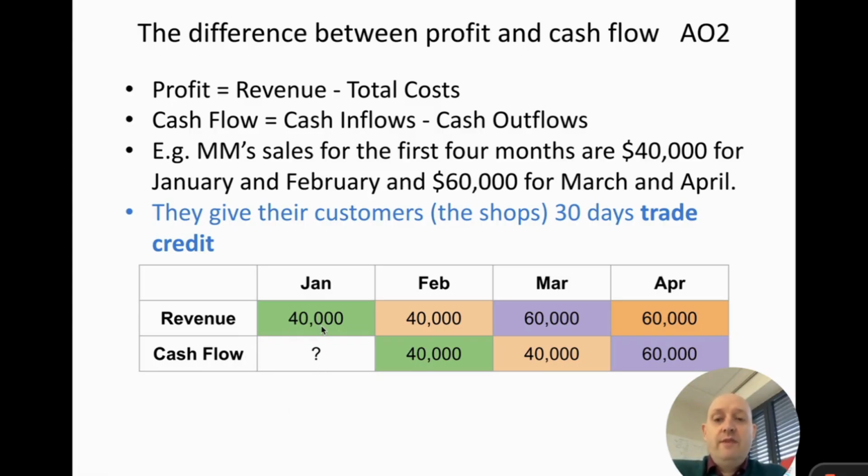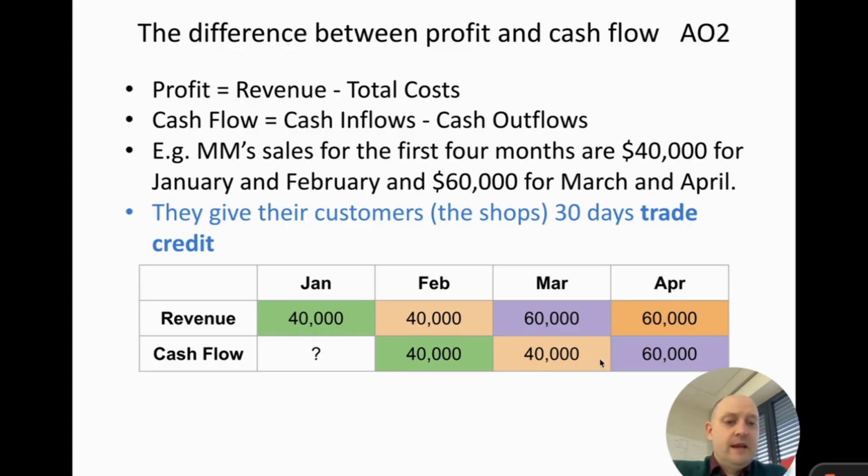In this situation, the revenue is still going to be the same as before because the revenue is recorded when they make the sale. So they sell the mugs in January, so therefore the revenue is 40. However, because the customers can pay 30 days later, they won't collect the cash until February. The same for February. They sell 40,000 worth of mugs in February, but they won't collect the cash until March.